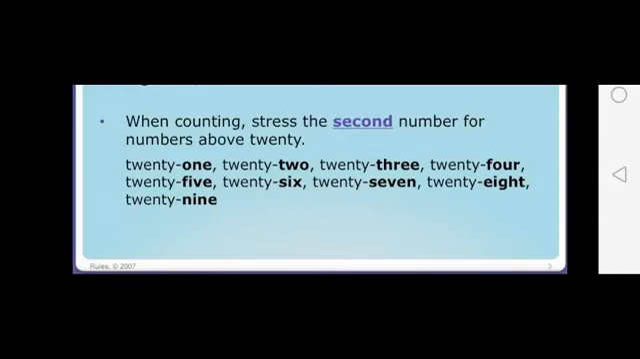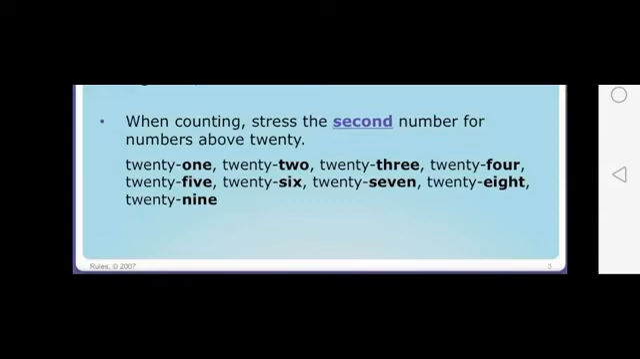For example, look at example number 1. 21. So you have to stress 1, make it longer and louder. 22. You have to stress 2. 23. So you have to put the stress on 3 and make it longer and louder.